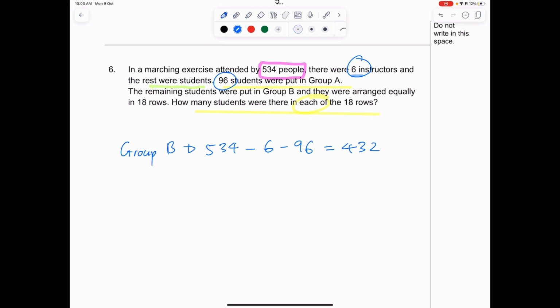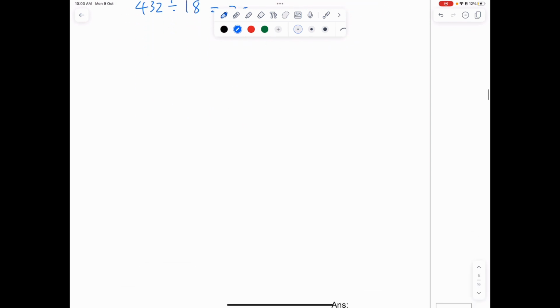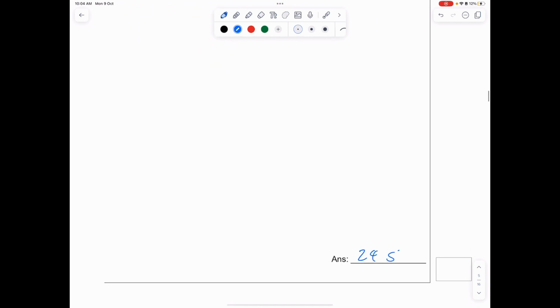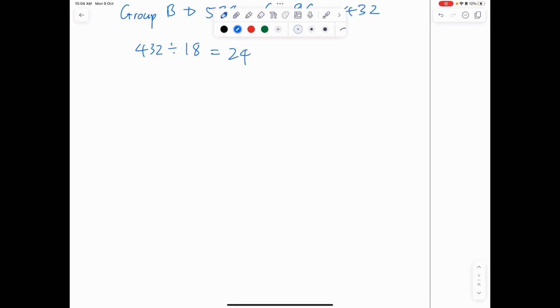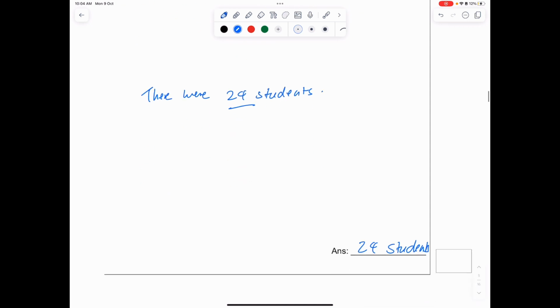Then after that, we take 432 divided by 18. Why? Because there were 18 rows. Your answer is 24. So there were 24 students. So please write your statement, okay? Next.